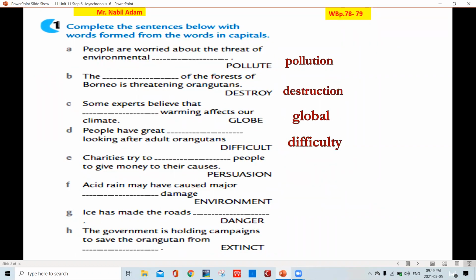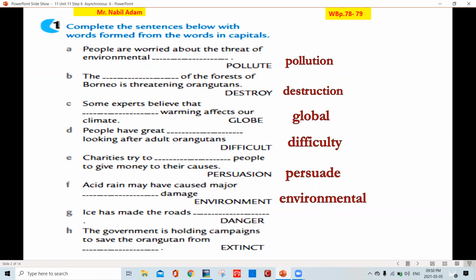E, charities try to persuasion people to give money to their causes. Persuasion is a noun. What is the verb? Charities try to persuade. F, acid rain may have caused major environment damage. Environment is a noun. What is the adjective? It's mentioned in letter A, the first sentence. Yes, environmental.